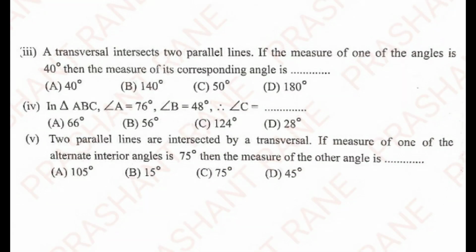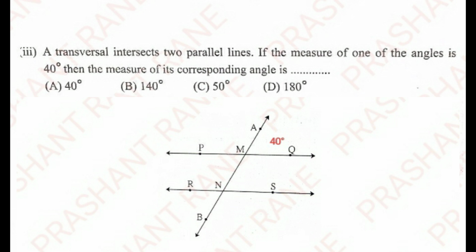Question number 3. A transversal intersects two parallel lines. If the measure of one of the angles is 40 degrees, then the measure of the corresponding angle is. We know that when lines are parallel, corresponding angles are congruent. In the figure, one of the corresponding angles, AMQ, is given as 40 degrees. So the corresponding angle MNS is also equal to 40 degrees. Therefore, the correct option is option A, 40 degrees.